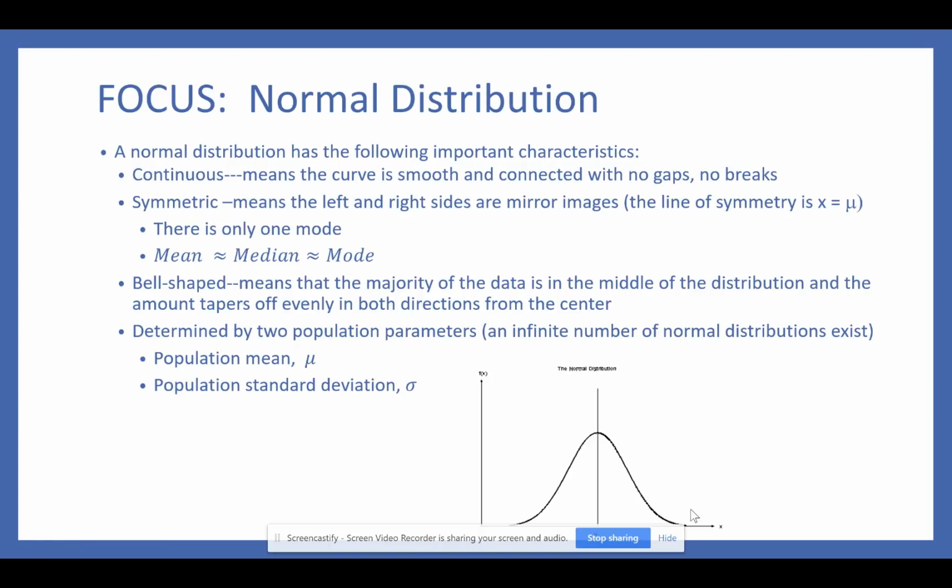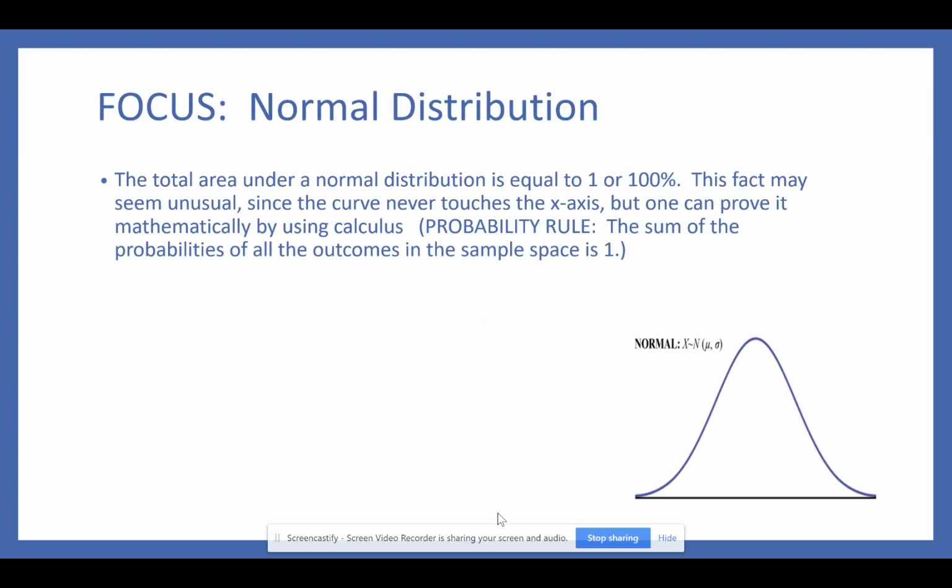There are actually an infinite number of normal distributions that can exist because the shape of this normal distribution, although it will always be bell-shaped, continuous, and symmetric, is actually determined by the value of the population mean and the value of the population standard deviation for a given scenario. Furthermore, one of the key things about a normal distribution is that the total area under the normal distribution is equal to 1 or 100%.